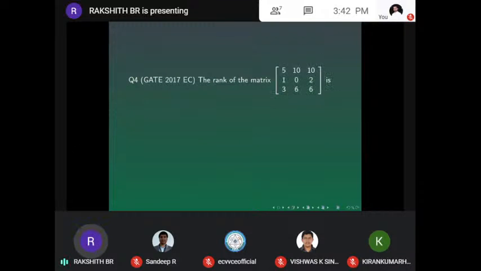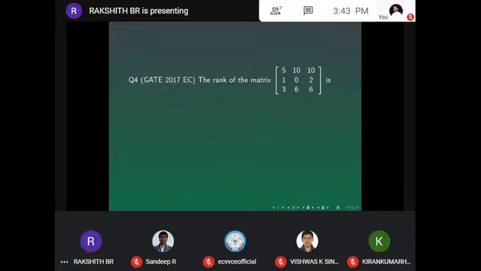The next question is as follows. I just picked it from your GATE 2017. It directly asks to find the rank of the matrix 5, 10, 10, 1, 0, 2, 3, 6, 6. See, there is no need of writing down the echelon form when you have a simpler one. Here you can directly observe that rank actually stands for the number of linearly independent rows in a matrix.